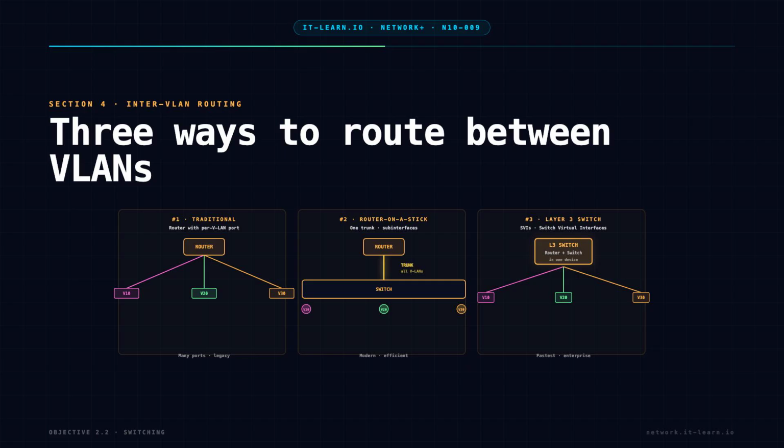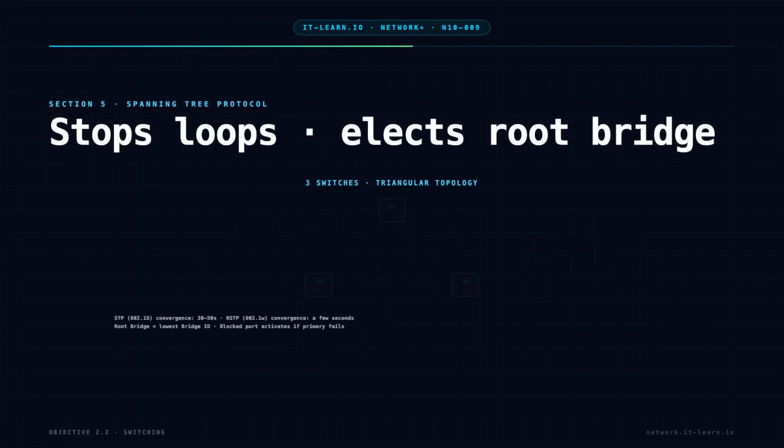Spanning Tree Protocol, or STP, is a critical switching technology that prevents loops in networks with redundant paths. Without STP, frames could loop endlessly in a switched network, causing broadcast storms, MAC address table instability, and ultimately a network outage. STP works by electing a root bridge, which serves as the reference point for the tree. Each non-root switch determines the best path to the root bridge and blocks redundant paths. Blocked ports do not forward traffic under normal conditions, but can be activated if an active path fails.